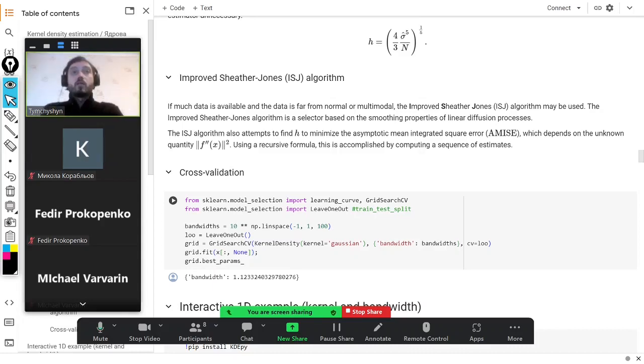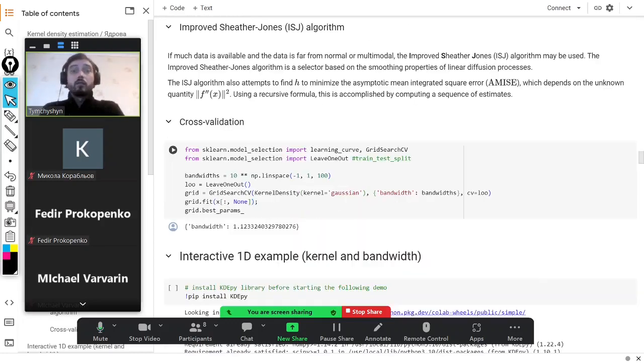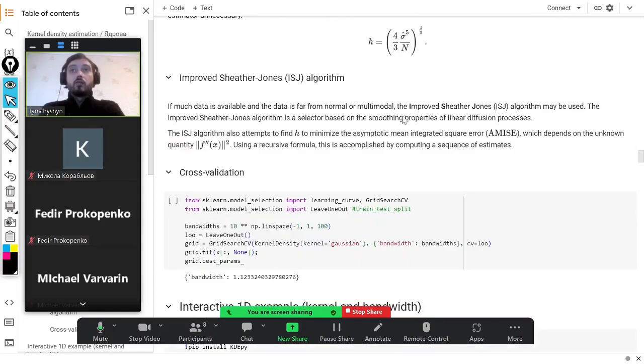Okay, so one more example of guessing the bandwidth is the so-called improved Sheather-Jones algorithm. If we have enough data available and the data is far from normal or multimodal, we can try to use ISJ. The ISJ algorithm is a selector based on the smoothing properties of linear diffusion processes. It attempts to find h to minimize the MISE that we had previously, depending on the second derivative of the unknown probability distribution f, using some sort of recursive formula. It's quite complicated, so I'm not showing that to you anyway. But you should know that there are formulae that allow you to do that.